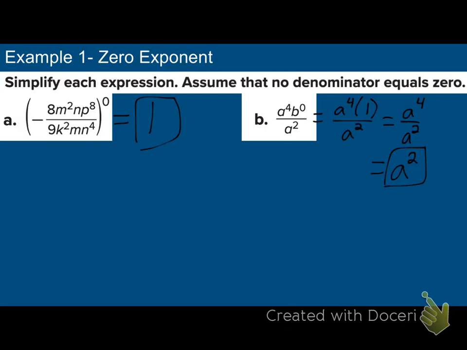You okay with example 1 here? A and B. Any questions? Easy. Not incredibly difficult or anything. Can I move on?